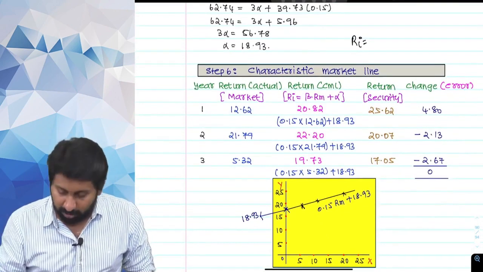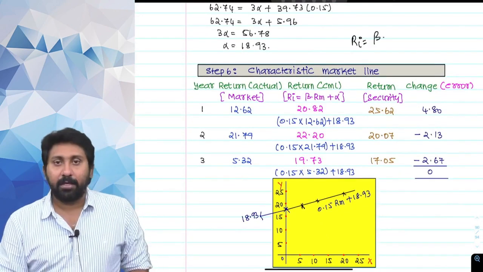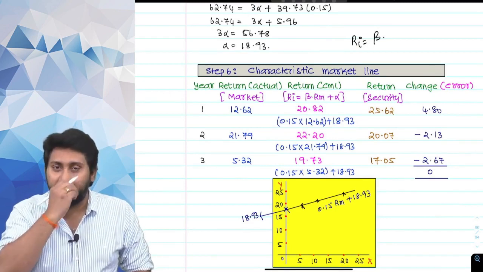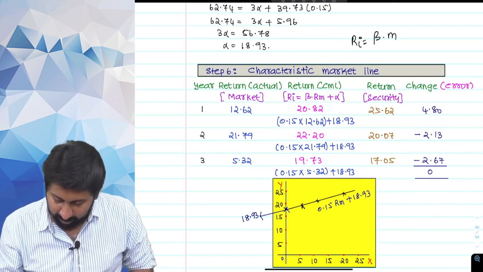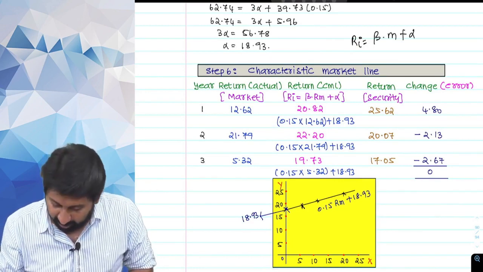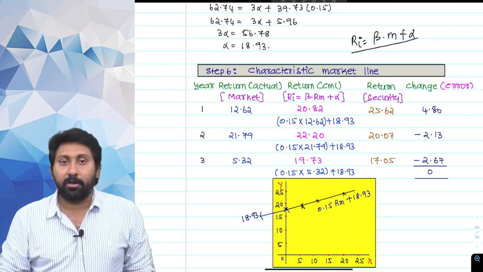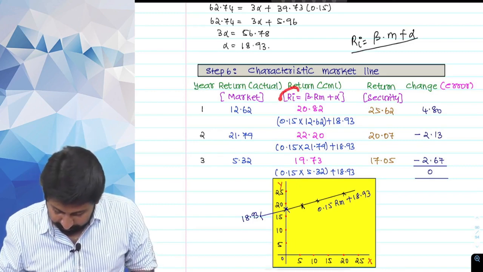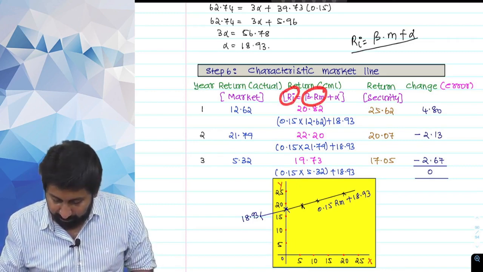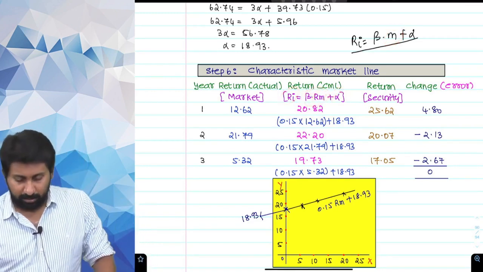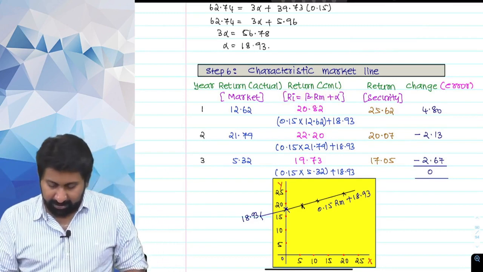M means slope. The slope here represents beta. In mx, x means the influencing variable. What influences the security? The market. Plus c, the constant, is alpha. So security return equals beta m plus alpha. Instead of m, they will write Rm, the return from the market.